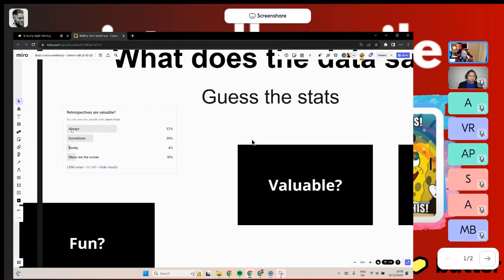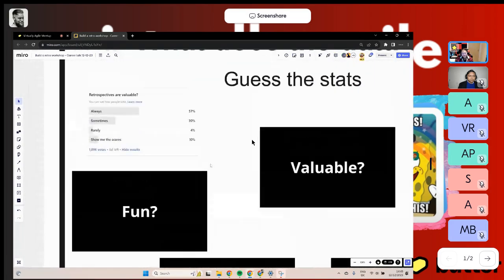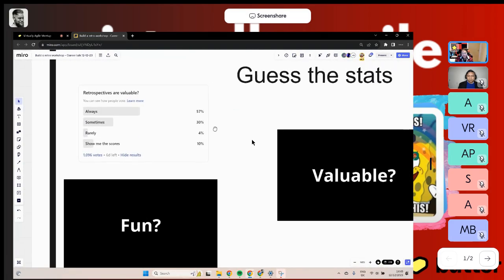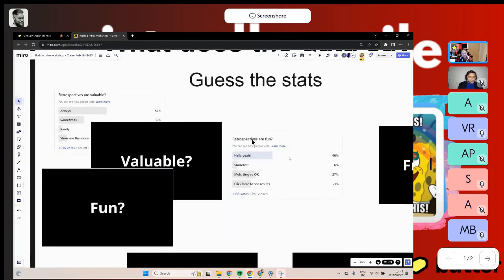Sorry, I'm looking at the wrong one. I've got the icons mixed up. Damn. So valuable. 57% of people believe retrospectives are valuable. And fun. 46% of people believe retrospectives are fun, whereas 6% believe they're boring.